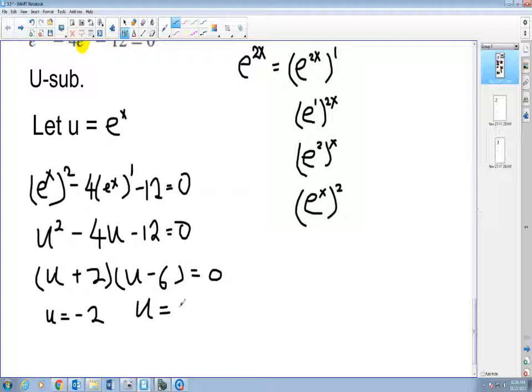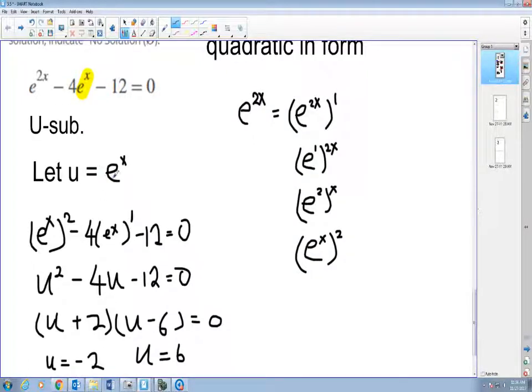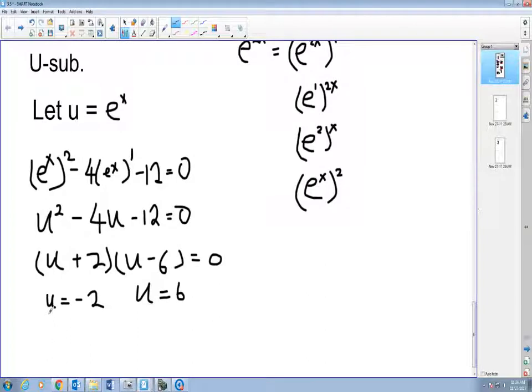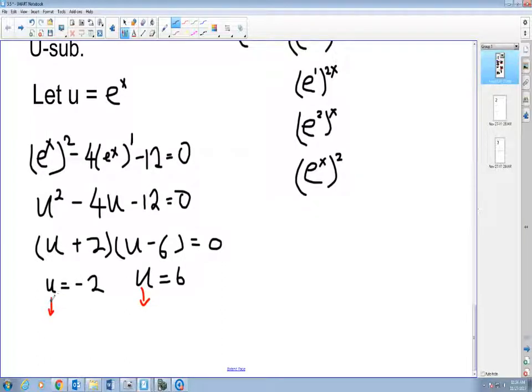But remember, in this problem we're not solving for u, we are solving for x. So once I have my u by itself, I can go back, and every u I got represents e to the x. So rewrite u equal to negative 2 as e to the x equal to negative 2, and e to the x equal to 6. Now we can solve for x.